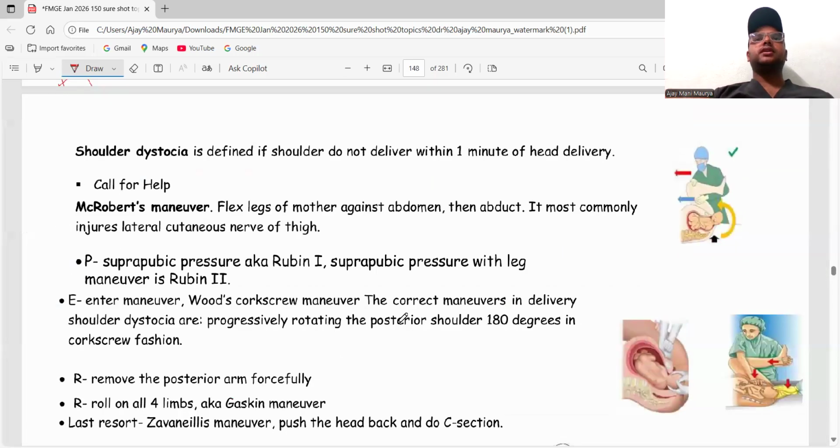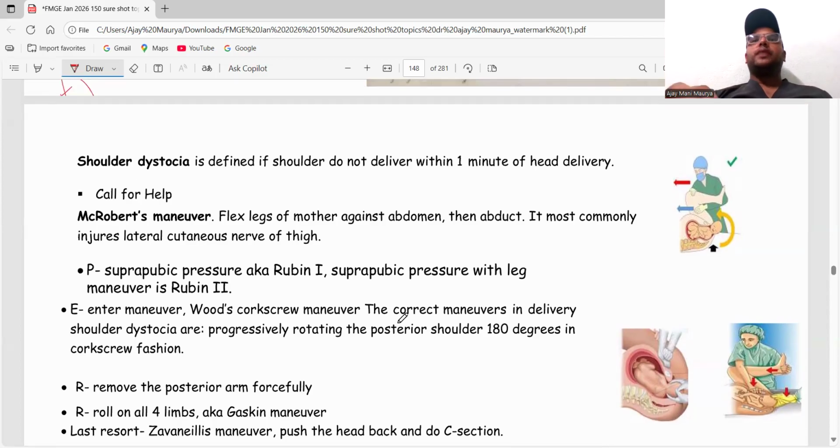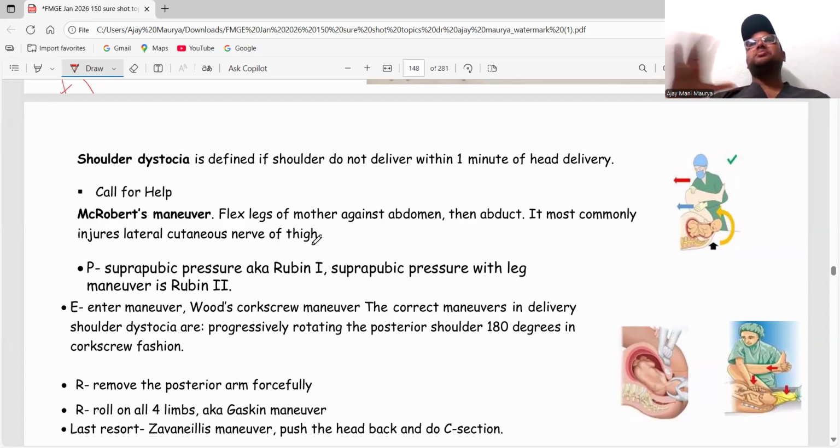Next one, this is the shoulder dystocia. What is the most common cause? Shoulder dystocia may lead to Erb's palsy, C5 C6, I think everyone knows. If you still try to push the baby, it may lead to Erb's palsy, a brachial plexus injury. Shoulder dystocia is defined as the shoulder not delivering within 1 minute of the head delivery.